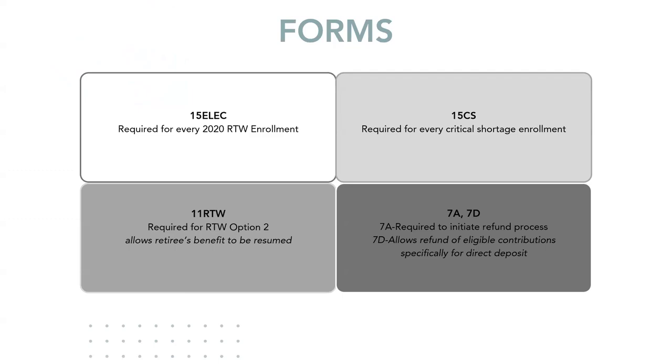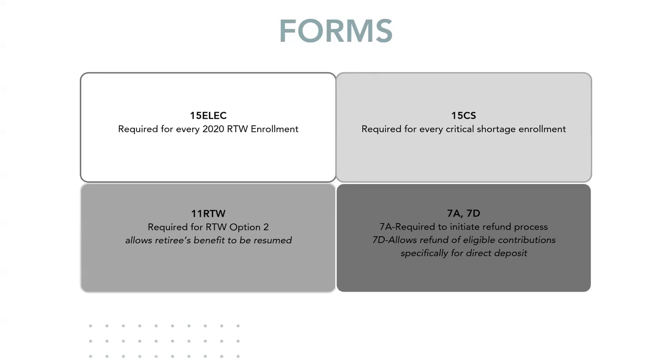We'll move on to forms. These top two are the ones that you all typically fill out. The 15 ELEC is completed with the retiree. It's going to be required for every 2020 return to work enrollment that you make. It is also that form that you fill out when the retiree wants to switch from 2010 to 2020. The 15 CS is going to be that form that's required for the critical shortage enrollment certification. So when you submit a critical shortage enrollment, you need to be submitting this 15 CS to us, whether that's through Webmaster or directly to me or Jessica.